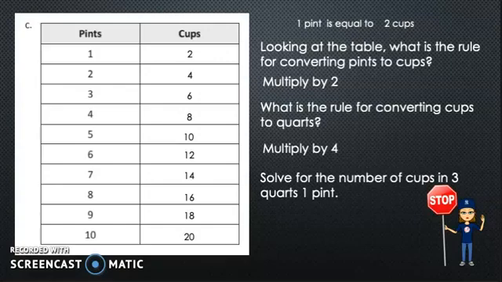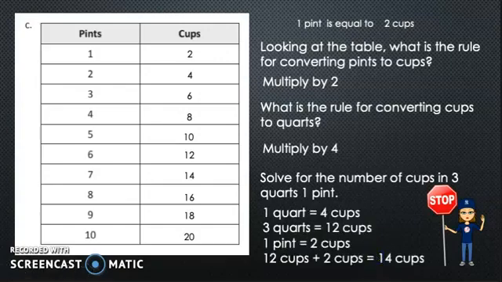To solve this problem, we need to convert the quarts into cups. I know that 1 quart equals 4 cups, so 3 quarts equals 12 cups. I also can use my chart to tell me that 1 pint equals 2 cups, so I need to add 12 cups plus 2 more cups. That gives me 14 cups, which is equal to 3 quarts 1 pint. Were you able to solve that, friends? Great job. Keep working hard.